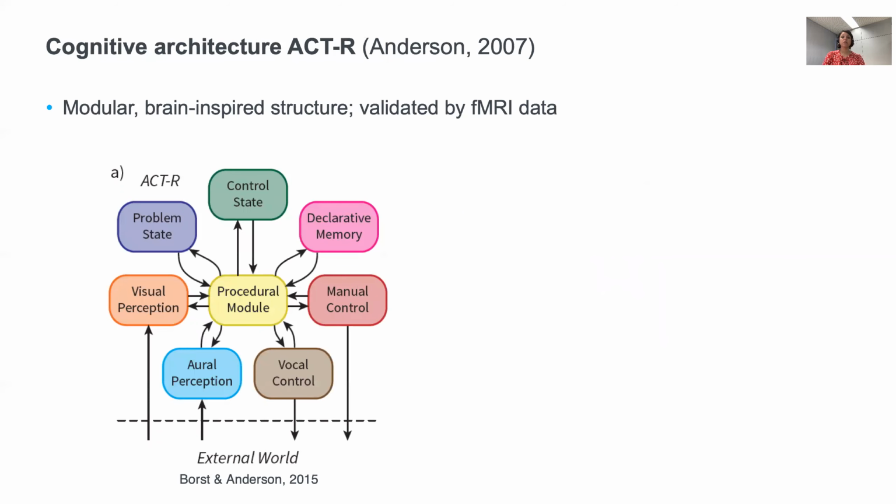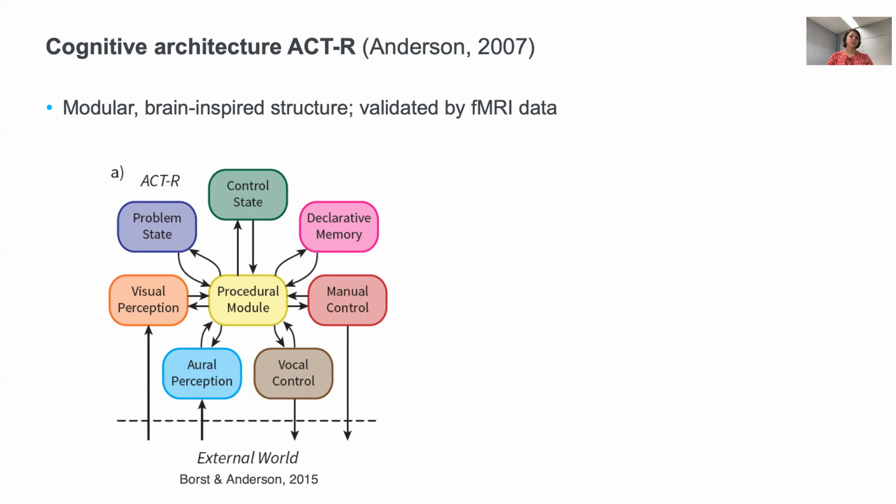To connect the conceptual framework of the cognitive load theory directly to mechanisms of human learning, I used a well-established formal modeling approach, the cognitive architecture ACT-R. ACT-R is particularly characterized by its modular brain-inspired structure, which you can see in the graph.